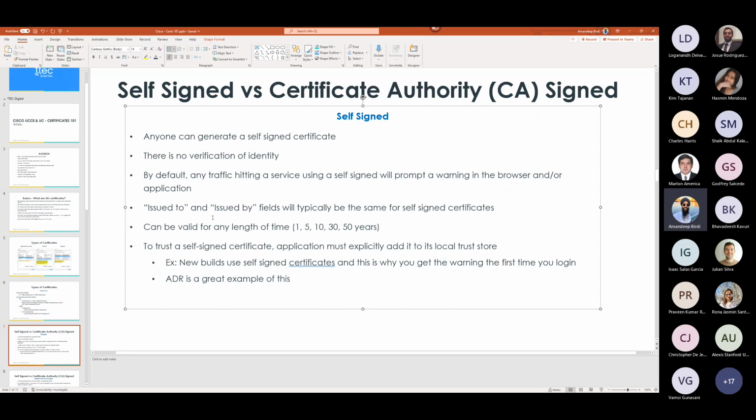So to trust a self-signed cert, any application, whether it be a browser, whether it be a Java-based application like CVP or ICM, right? You have to tell those applications that, hey, this cert is self-signed and I want to trust it. And you do that by adding that self-signed cert's public key to the trust store. And those trust stores can be in different places, and we'll go through that later as well. But you can define that cert to be trusted by adding the public key of that cert.